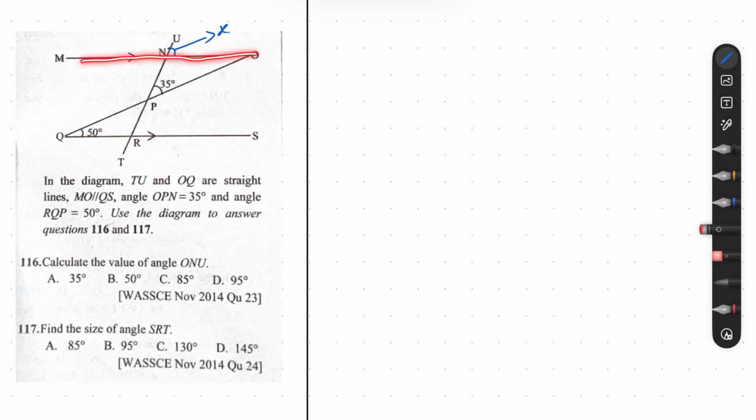Now with parallel lines, when you have a line crossing them, they form a z, right? Now the angles at the armpits are alternate angles. So they are equal. So those two angles are equal. That means this angle here is the same as this angle here, which is 50. So we know that we can add this and this to get x. So our x is equal to 35 plus 50, which is 85. So that is our answer for angle ONU, 85.